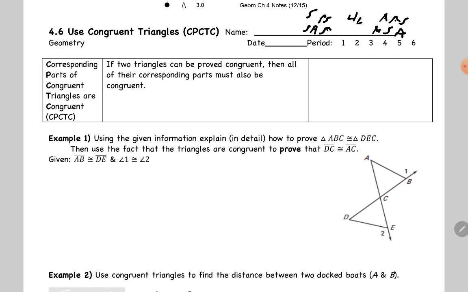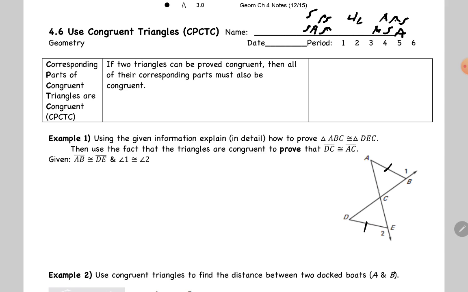Like in example 1 here, what we're trying to do is show that the two triangles are congruent, thus making these two sides congruent. So let's do that. They give us AB is congruent to DE, and angles 1 and 2 are congruent. So in order to show that the top triangle is congruent to the bottom triangle, we need some more information, and we need more congruent stuff. So here we go.